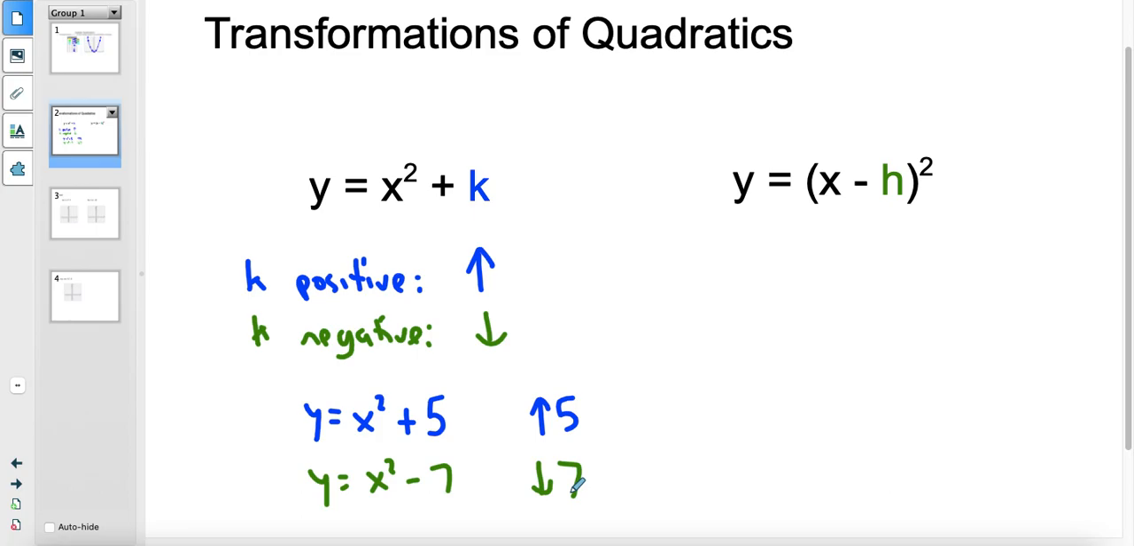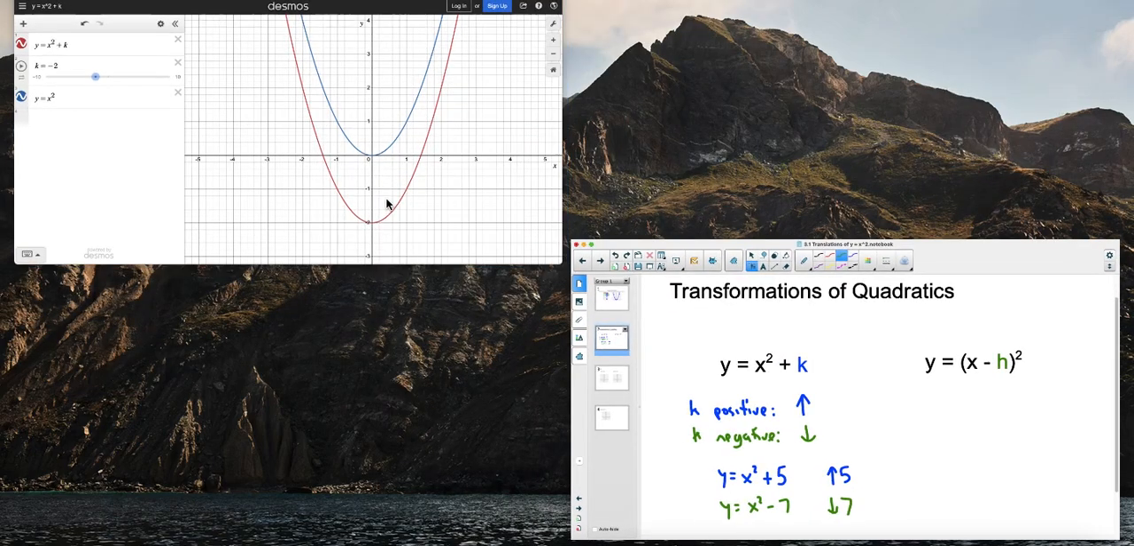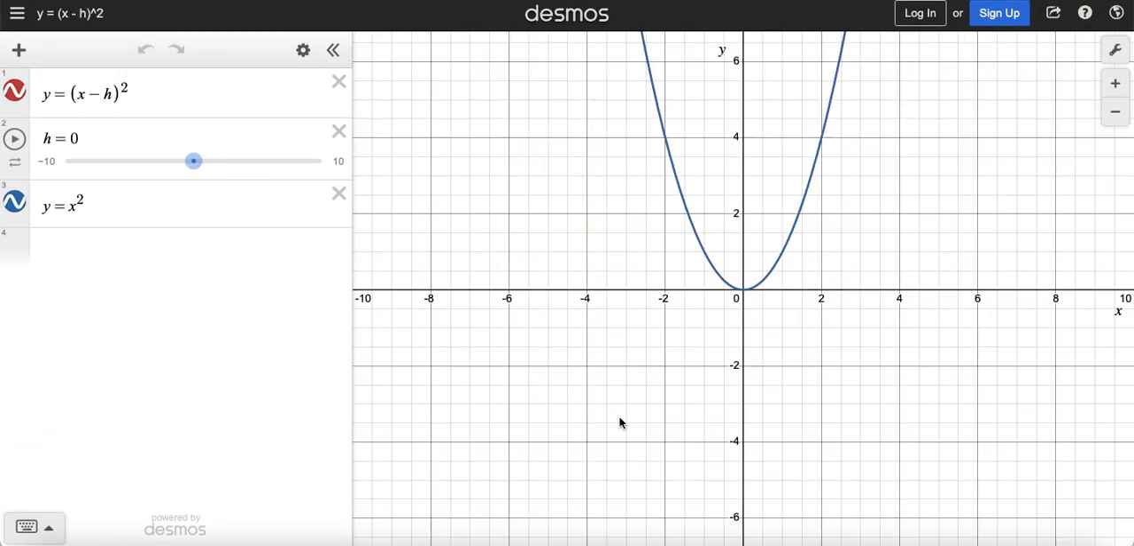Okay, another type of transformation we're going to look at is, say we're subtracting a number from x. Say I'm subtracting a number, we're going to call it h, from x. Let's see how that's going to affect our graph. So, this blue parabola represents y is equal to x squared. We're going to see how subtracting a number from x will affect our graph. So say I'm subtracting a positive number. So say I'm subtracting 1. Let's take a look.